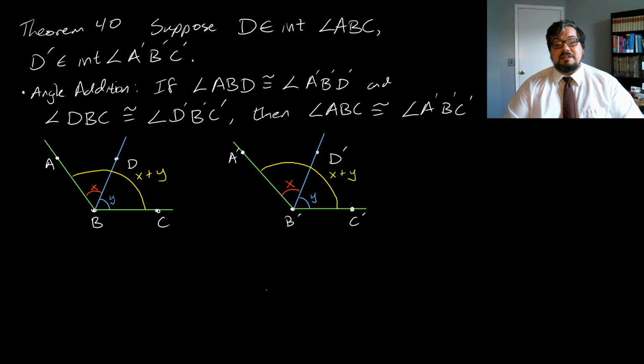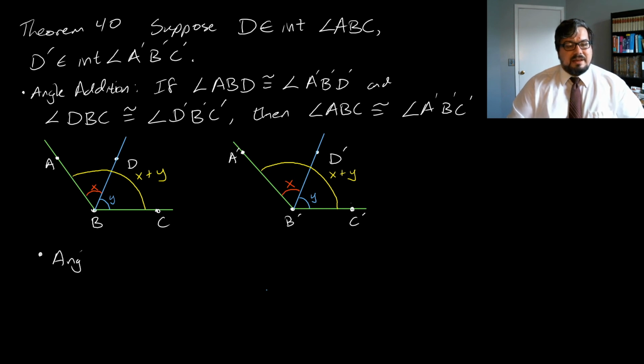It's basically just showing that the measures of the two big angles are the same because they can each be expressed as a sum of the measures of two smaller angles, and the hypotheses of the theorem say that those smaller angles have equal measure.